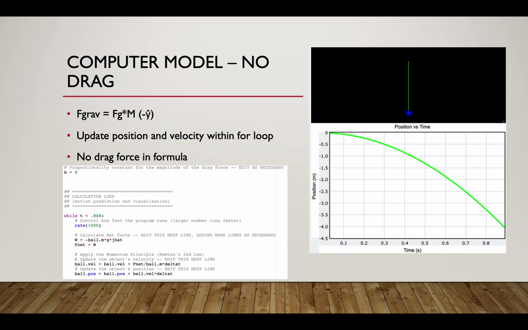Following the gathering of the observational data with Tracker, I created a model that neglected the effects of drag. This is indicative of how an object in a vacuum would fall. I utilized the formula F_grav equals Fg times the mass in the negative y-hat direction for the force of gravity. I also made sure to use position and velocity update formulas with each iteration of the while loop. Notice the absence of the drag force in the code.